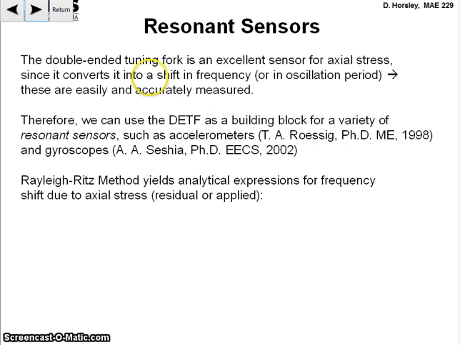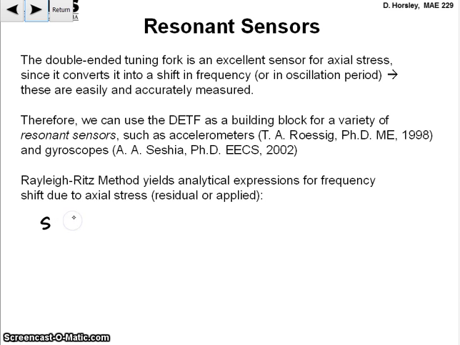It says here the double-ended tuning fork is an excellent sensor for axial stress since it converts the stress into a shift in frequency. And frequency is easily measured, and you can measure it accurately. So you can use a double-ended tuning fork for a number of different kinds of resonant sensors, such as accelerometers and gyroscopes, and we can find an analytical expression for the frequency shift due to axial stress. So the idea is basically stress sensitivity.